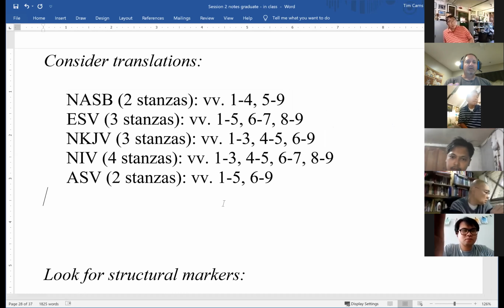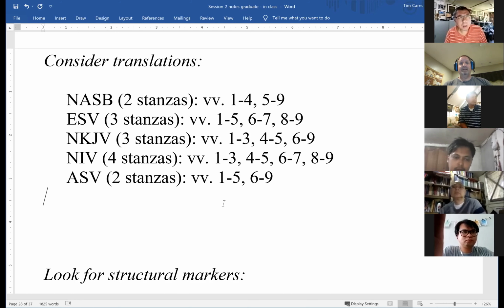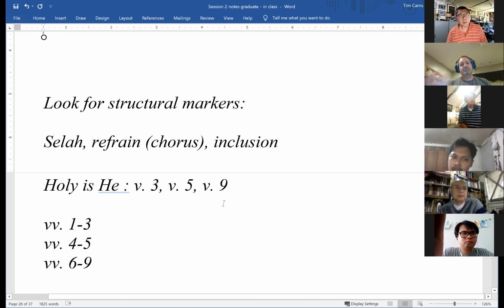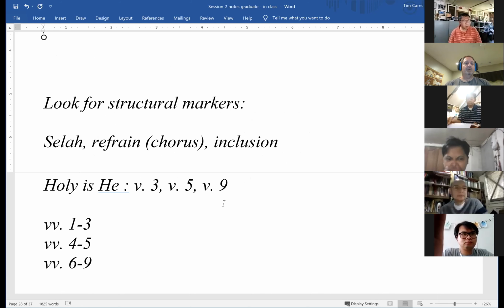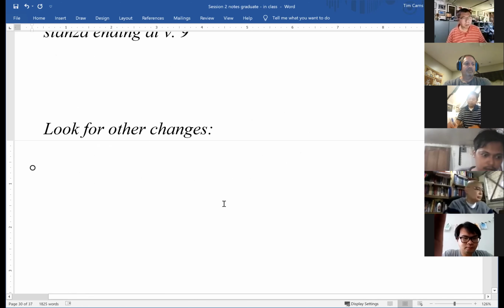So that's why I have you do these 3 steps. 1, look at the translation, see what they tell you. If there's agreement, then that's a good sign that that's likely, you know, where the stanzas are. But then look, do your own study. Look for structural markers. And in this case, the structural marker we see is the refrain. And then look for any other changes. Again, those other changes can be, as I mentioned, in the form of grammar and things like that.